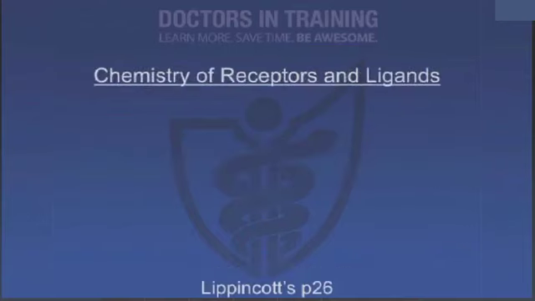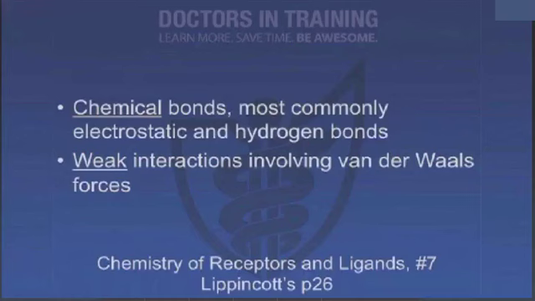So let's talk about the chemistry of receptors and their ligands. So when a receptor binds to its ligand, it does so via a chemical bond of some sort. Usually these are electrostatic bonds, such as ionic bonds. Sometimes they're hydrogen bonds. Sometimes they use the weak van der Waals forces. But these are not strong covalent bonds. These are much weaker bonds.